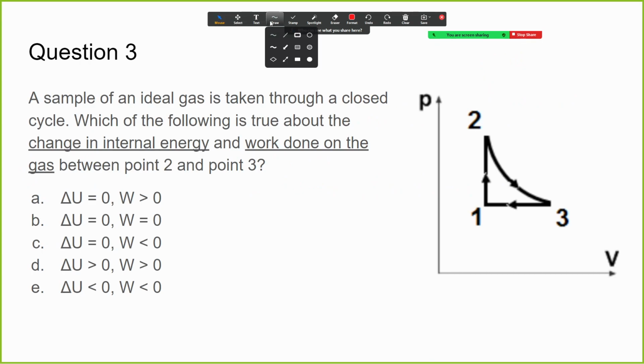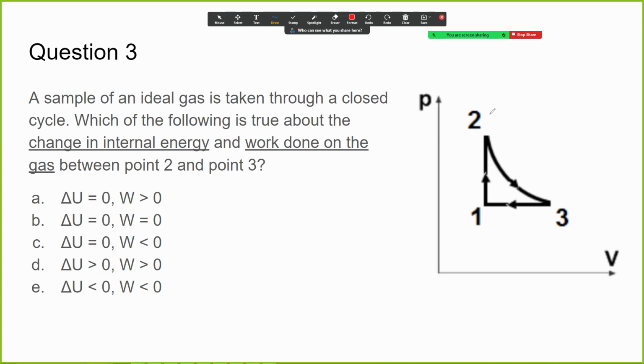Question 3. So if I take a look at this, this is a very common AP-like question. A sample of an ideal gas is taken through a closed cycle. Which of the following is true about the change in internal energy and the work that is done on the gas between point 2 and point 3?